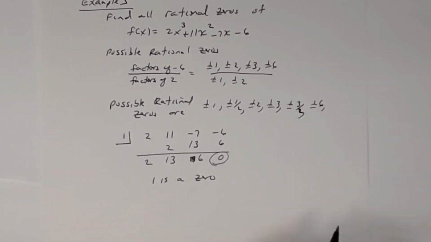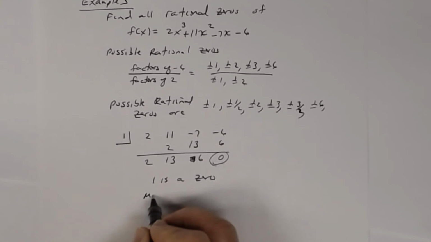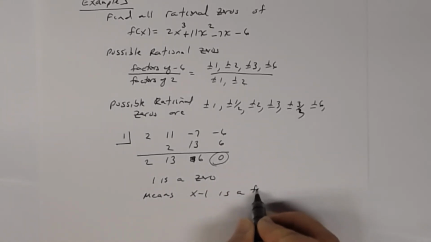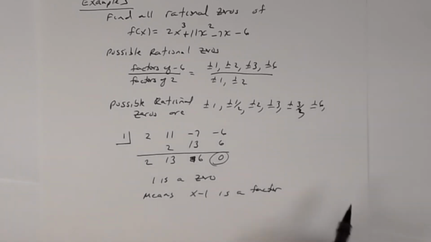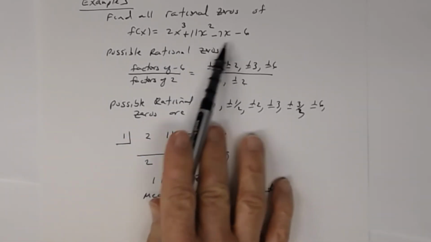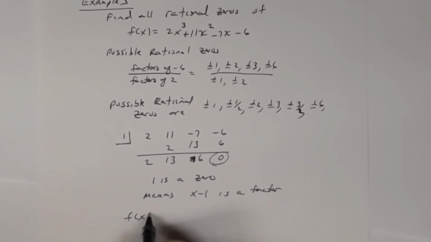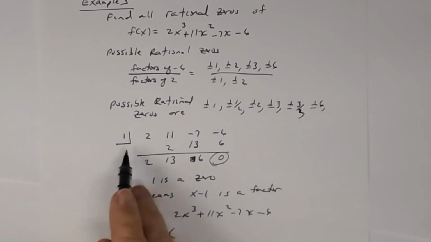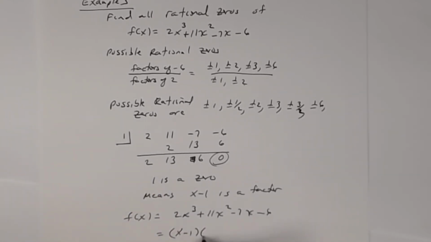All right, so 1's a 0. So this means x minus 1 is a factor. Okay, so that means that I can factor this right here as this. So f of x is going to equal 2x cubed. I'll just go ahead and rewrite the function over. Minus 7x minus 6, and so that's going to be the linear factor x minus 1, which I got from here, times the quotient. Remember the quotient.